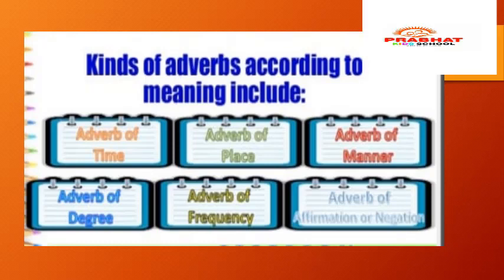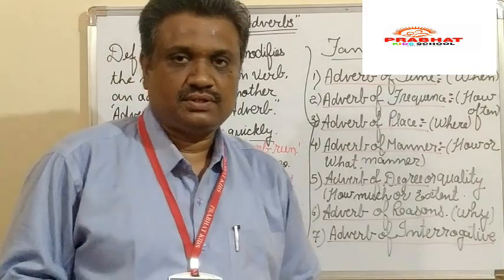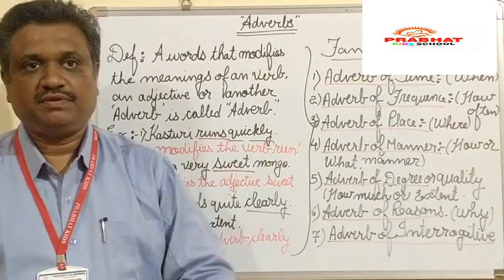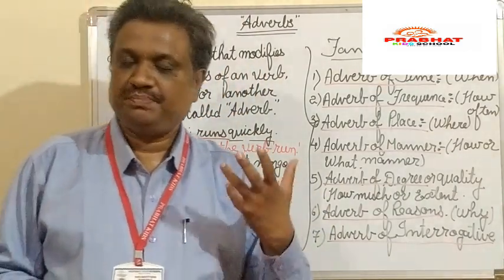Then at last, student, let's have a recapitulation of whatever we have finished. What is an adverb, student? A word that modifies the meaning of a verb, an adjective or another adverb is called an adverb. I have given you these examples, and based on this I have given you one family tree, which consists of adverb of time, adverb of frequency, adverb of place, adverb of manner, adverb of degree or quality, adverb of reason, and adverb of what? Interrogative, student.